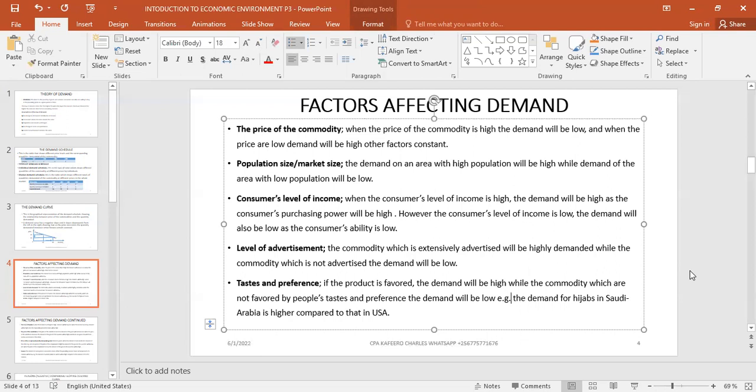The example we can talk about is the demand for hijabs. The demand for them is high in Saudi Arabia as compared to the demand in USA, because there are so many Muslim people who are interested in buying those hijabs in Saudi Arabia than in the US.